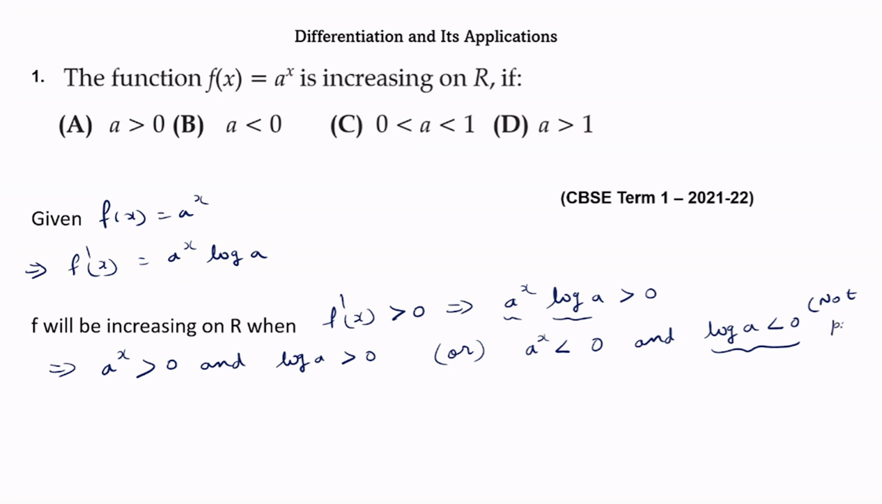Now having a logarithmic function less than 0 is not possible. This is not possible. So from this we have log a more than 0. Now we know that log 1 is equal to 0. So here log a will be more than 0 when a is more than 1. So this implies a is more than 1. So the correct option is option D. This function f of x equal to a raised to x is increasing on R if a is more than 1.